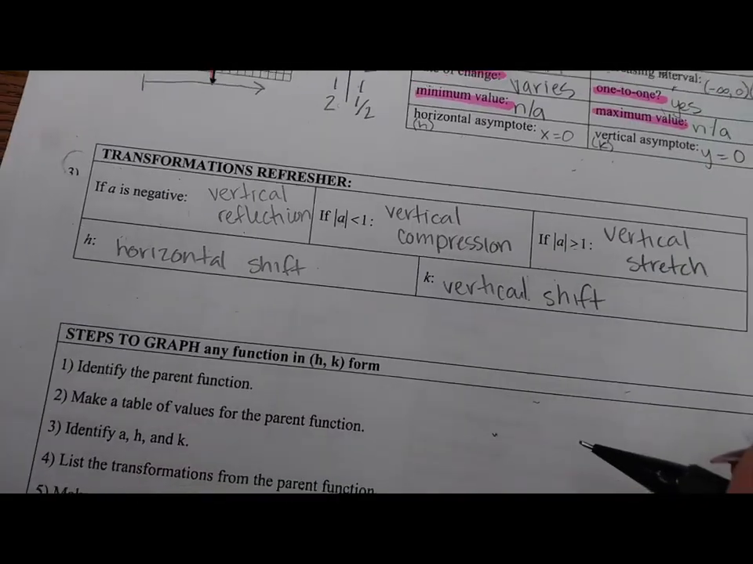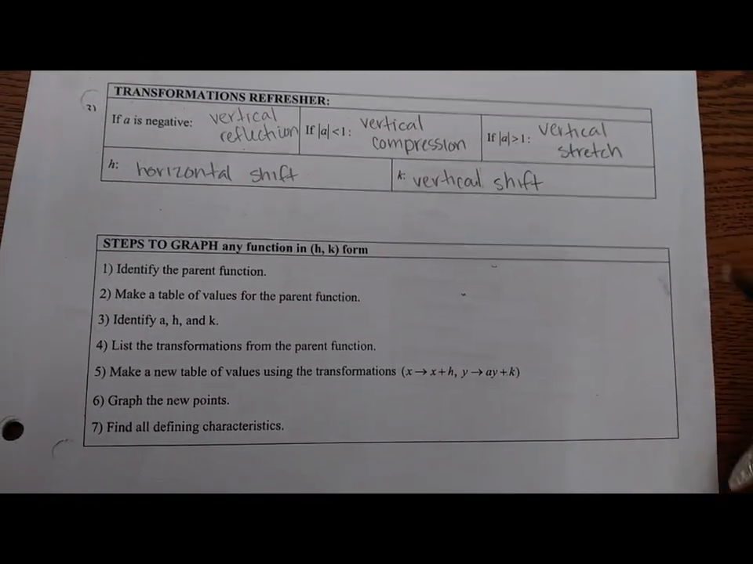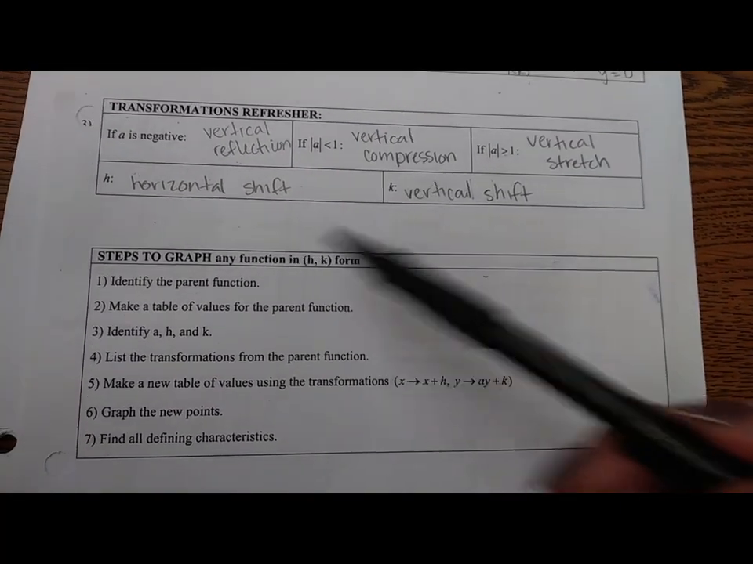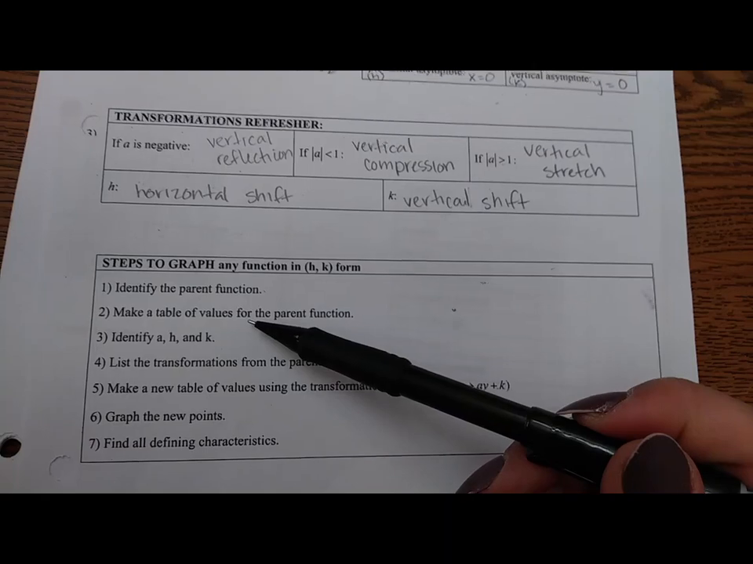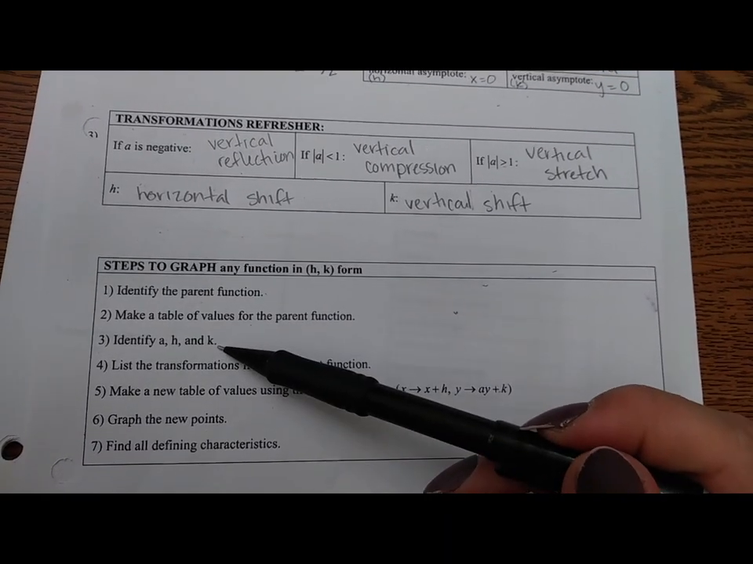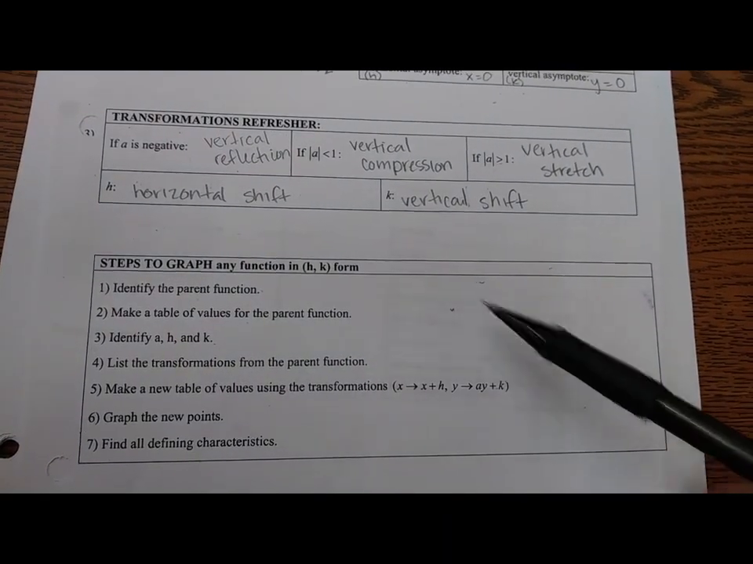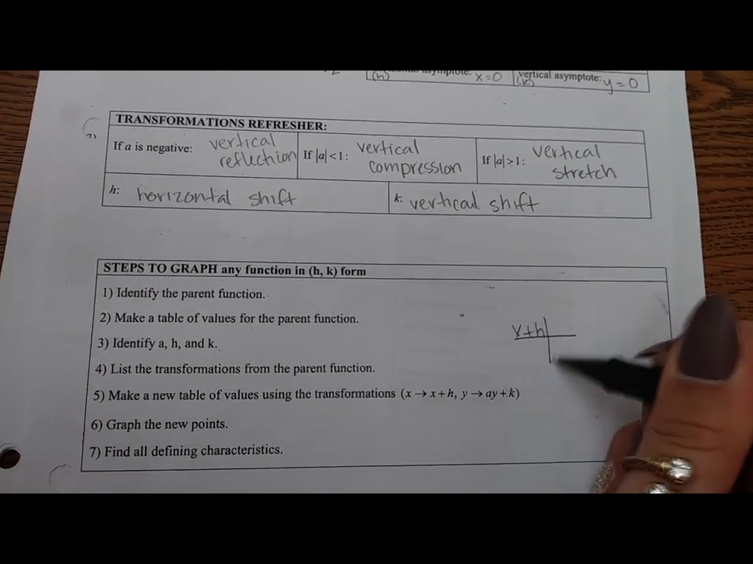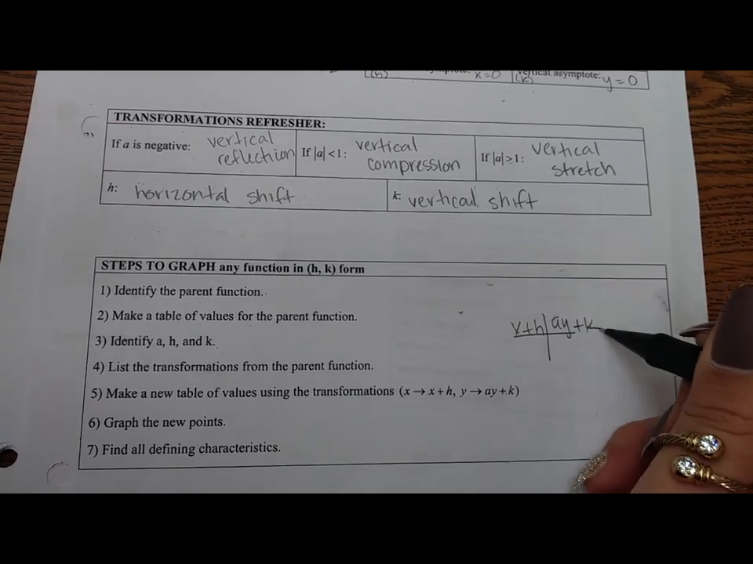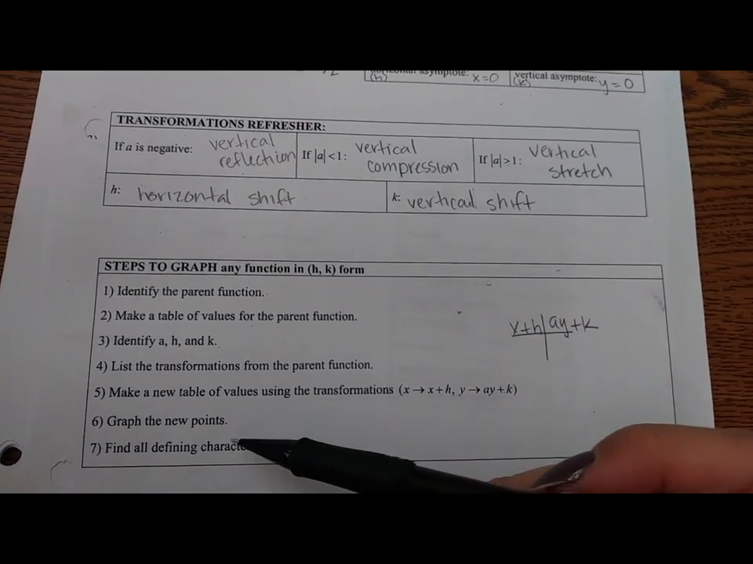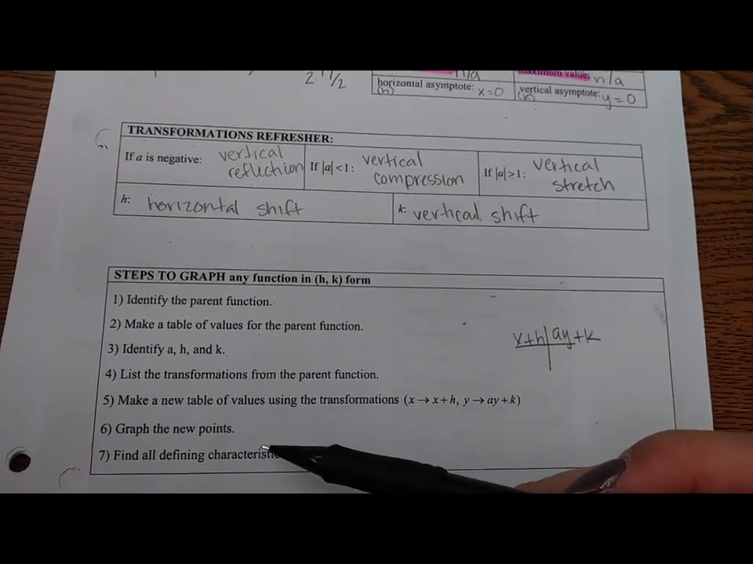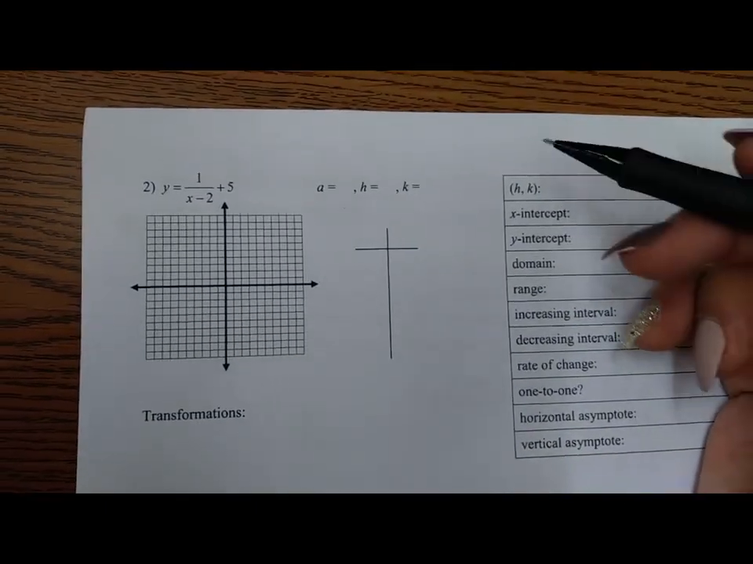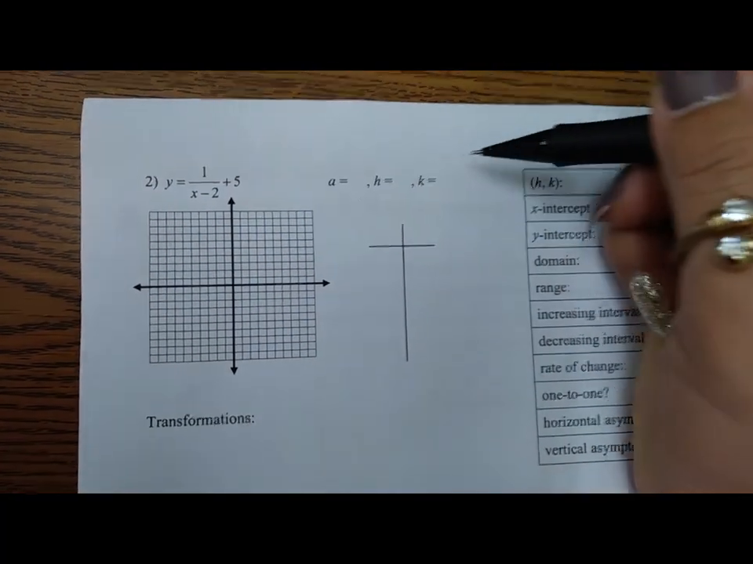Vertical shift. Okay. So our steps to find the HK is very similar to what we've been doing this whole time. We know our parent function, we do the parent chart, identify A, H, and K, and then we write our new table as x plus h and a y plus k. And then we graph the new points and find all characteristics. The first thing we're going to do when we graph this function is to find our A, H, and K.